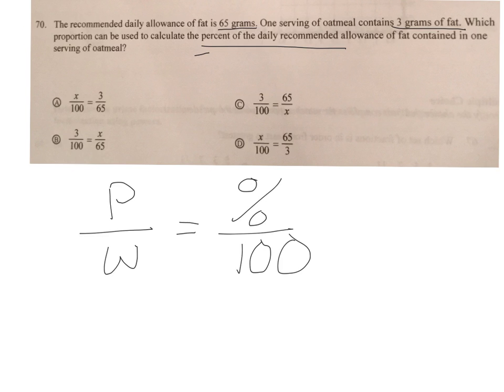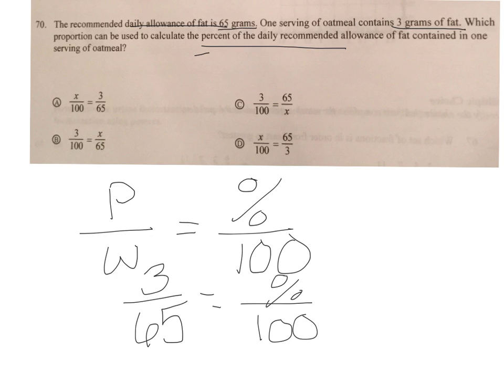So that's what we're looking for. So in this problem, it says the daily recommended allowance. That would be the whole in this problem. So that would have to be 65. And 3 grams, that would be part of the grams, would equal the percent that we don't know over 100. So now looking at this problem, we can see that A represents the same. It's equivalent to the proportion that we wrote.